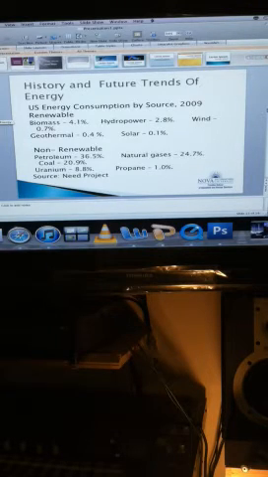The U.S. energy consumption by source in 2009: biomass 4.1%, hydropower 2.8%, wind 0.7%, geothermal 0.4%, solar 0.1%. Non-renewable consumption: petroleum 36.5%, natural gases 24.7%, coal 20.9%, uranium 8.8%, propane 1%.